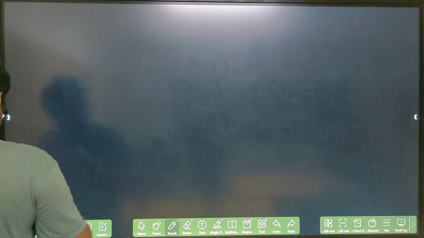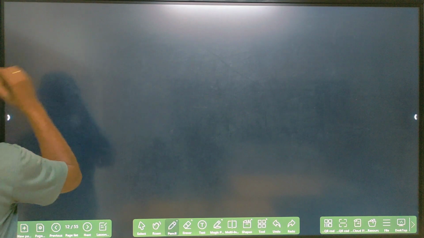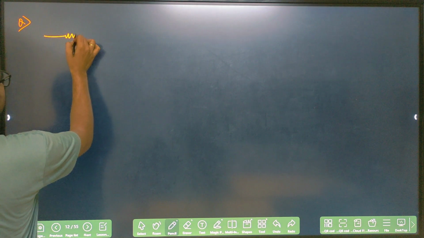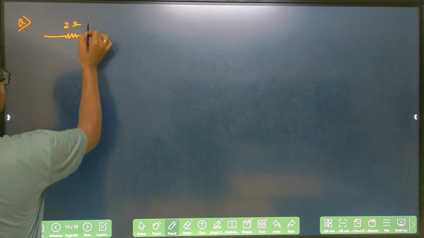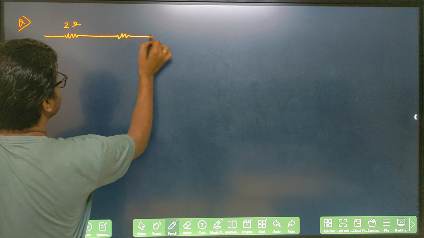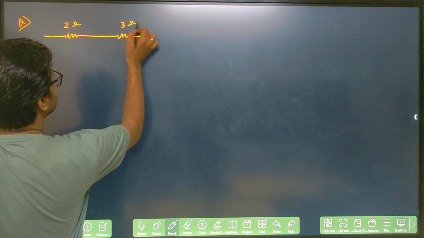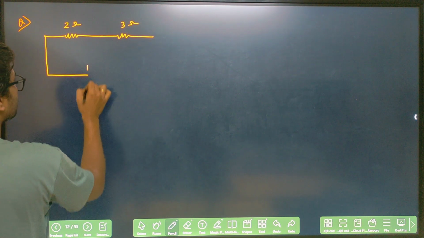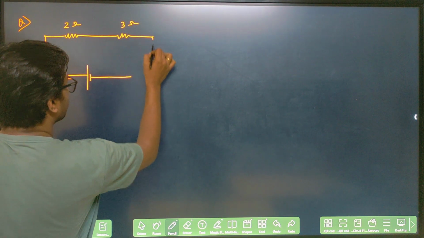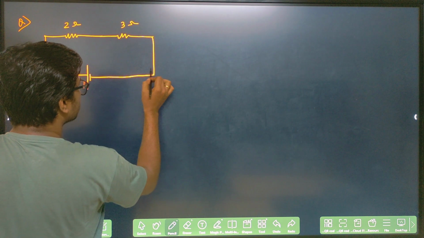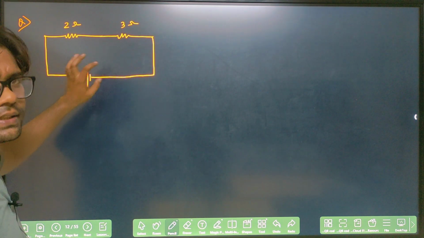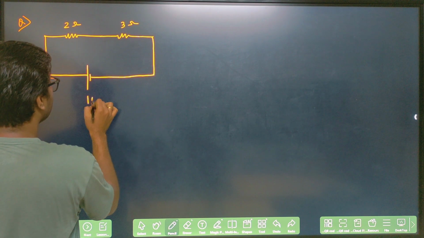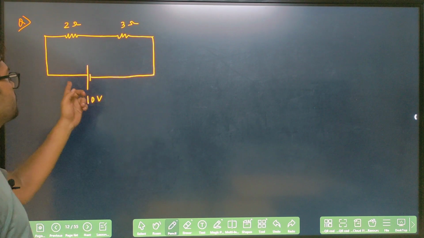Let's do one example, then that will be clear for you. Let's take the simplest example. This is a resistance, let's say 2 ohm, and here also another resistance, let's say it is 3 ohm. Clear? And here a battery is connected. I am taking an ideal battery, or ideal cell, with no internal resistance. Let's say here you connect a 10 volt battery. This is positive and this is negative.